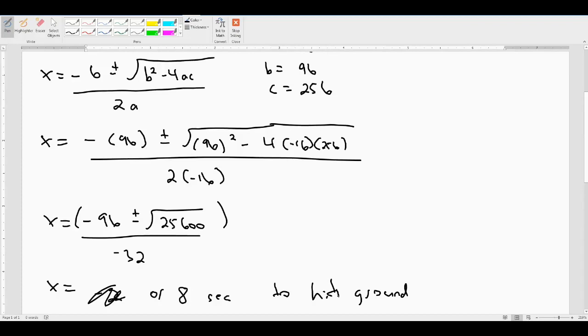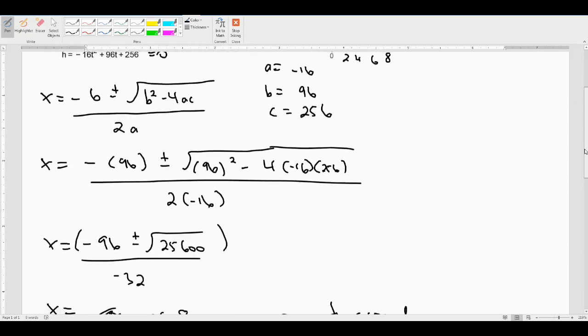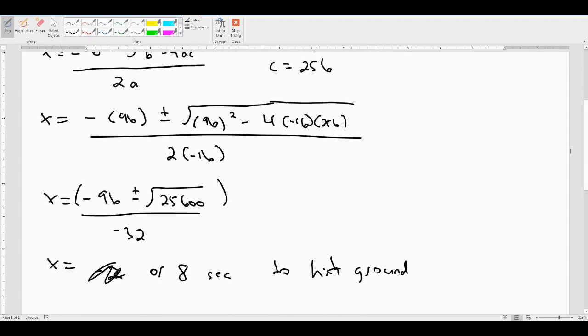8 seconds to hit the ground, which means that should be 8. Now it wants us to provide tick marks with the appropriate numbers. So if that's 8, we got 1, 2, 3, we got 4 of them. So you take 8 divided by 4, you get 2. So we're counting by 2. 2, 4, 6, 8. So there's your tick marks, counting by 2's. So it takes 8 seconds to hit the ground. That's the most important part of the problem.